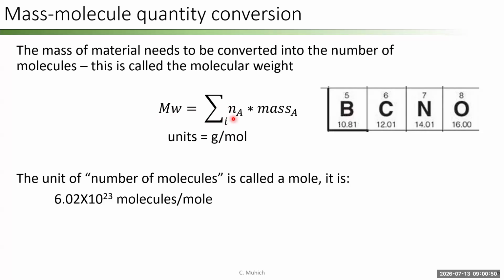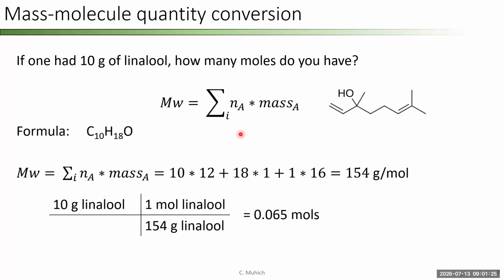And the molecular weight is the sum over each constituent of the number of each, right? So if we have one carbon, N would be one. If we had five carbons, N for carbon would be five. And the mass of that species is found on the periodic table shown here, right beneath the symbol, but sometimes it's shown in the upper right-hand corner. So carbon has a molecular weight of 12.01, usually just round it to 12. So with this, we can convert masses of material into the number of molecules.